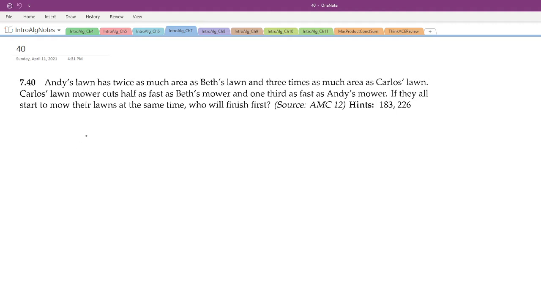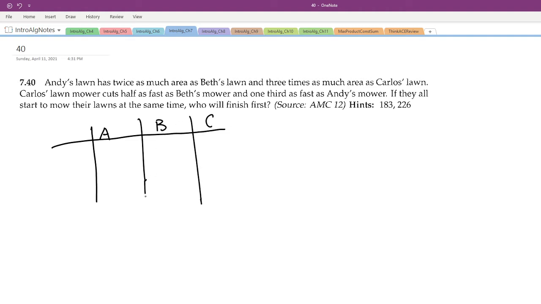Okay, so there's some information here, right? Well, at least we have 3 people. Let's digest it. A, B, C. Then we have the area. So the Andes lawn is twice as much as Beth's and 3 times as Carlos's. So it's x. Then we parameterize using the x. So this is the area.